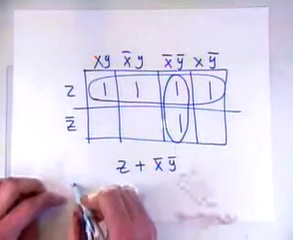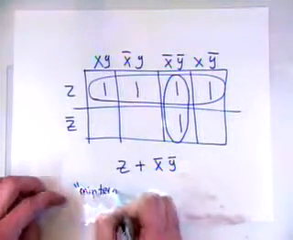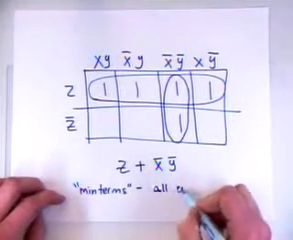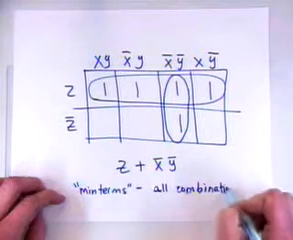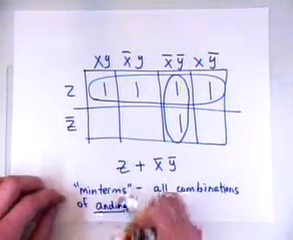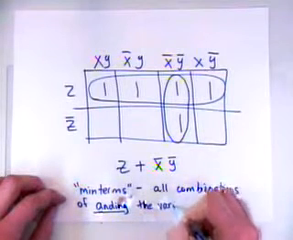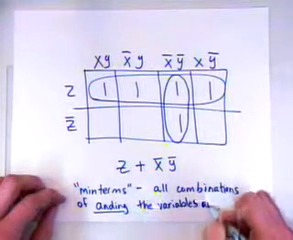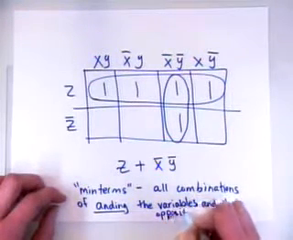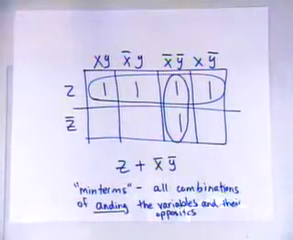These are called min terms. And min terms are all the combinations of anding the variables and their opposites. Right? Because in this table, I should be able to find x, y, z, not x, y, z, not x, not y, z, and so on.